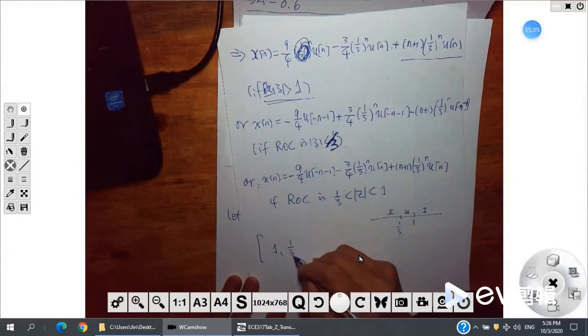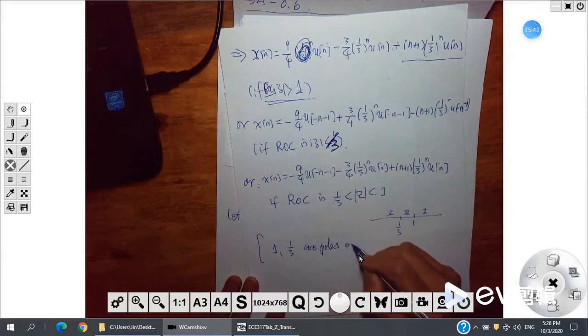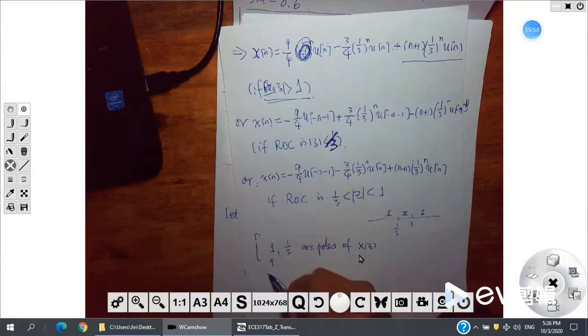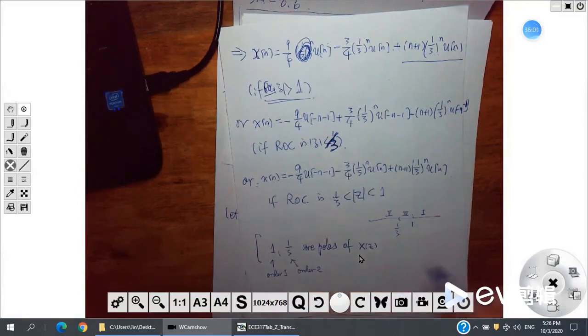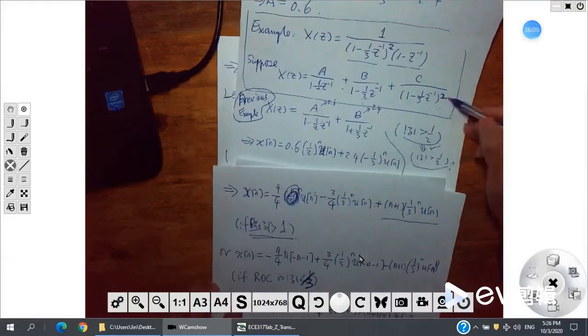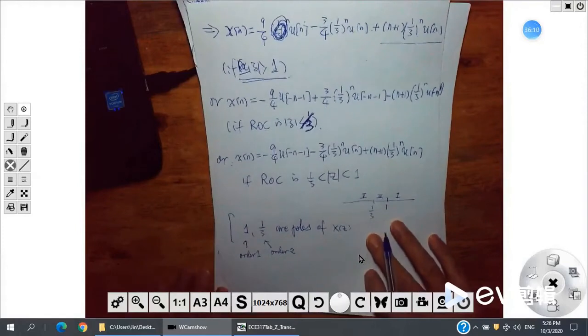This is just for this example. In a different example, the poles might be different. Of course, usually different. And this pole is just order 1. But this one is order 2 because we have a square on it. The multiple poles. We have a square on it.